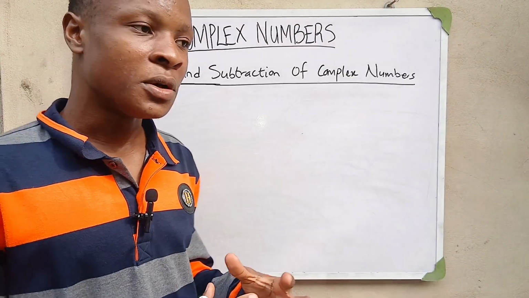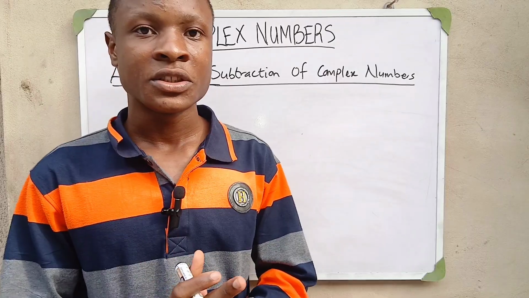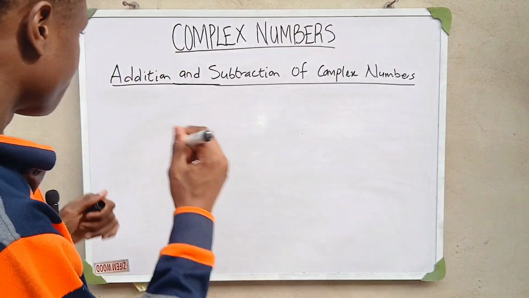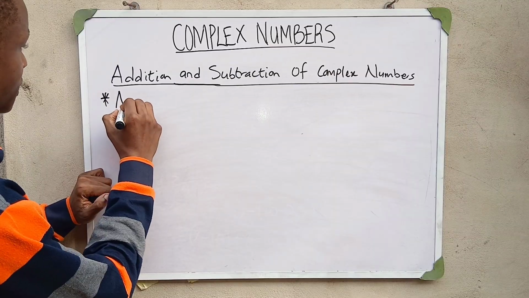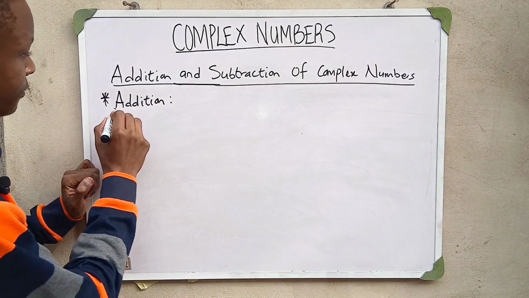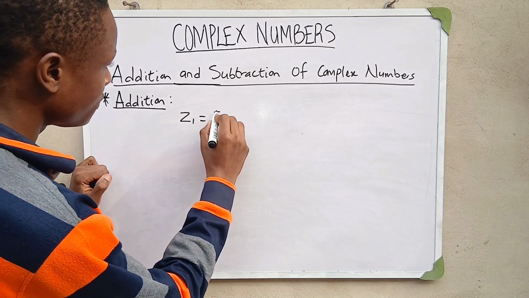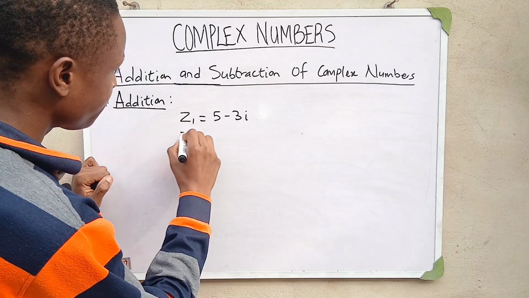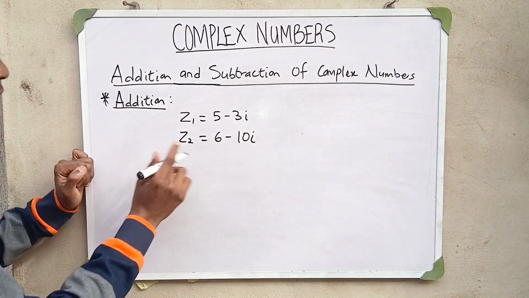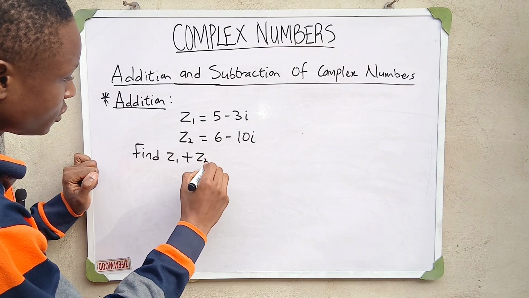Now we'll be going into some basic operations in complex numbers, which are addition, subtraction, multiplication, and division. We'll be starting with addition and subtraction. So for addition, suppose we have z1 is equal to 5 minus 3i and z2 is equal to 6 minus 10i, and we want to find z1 plus z2.